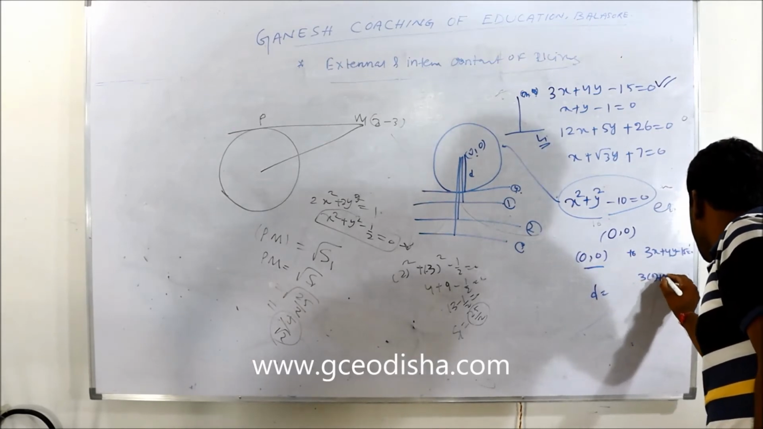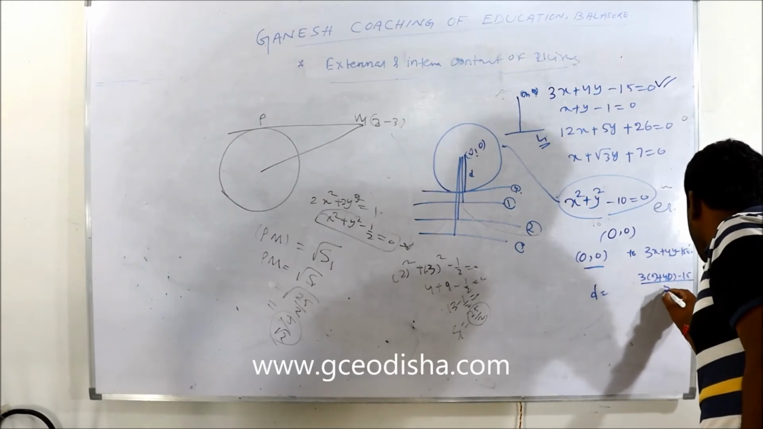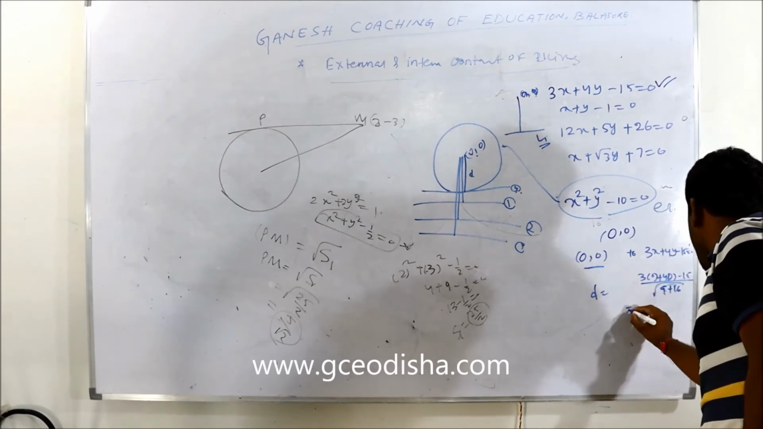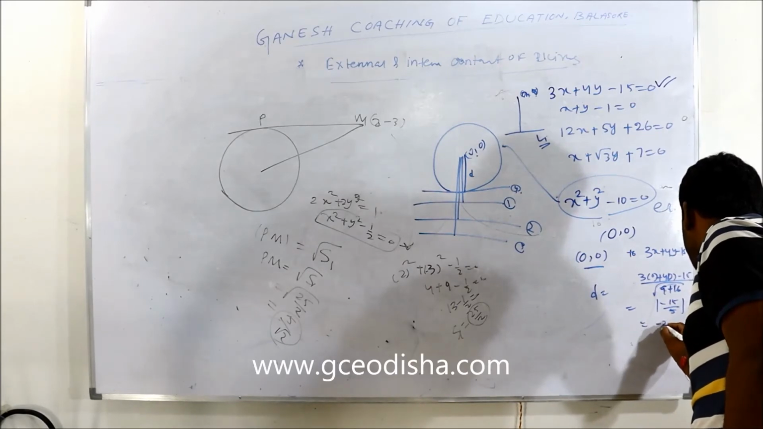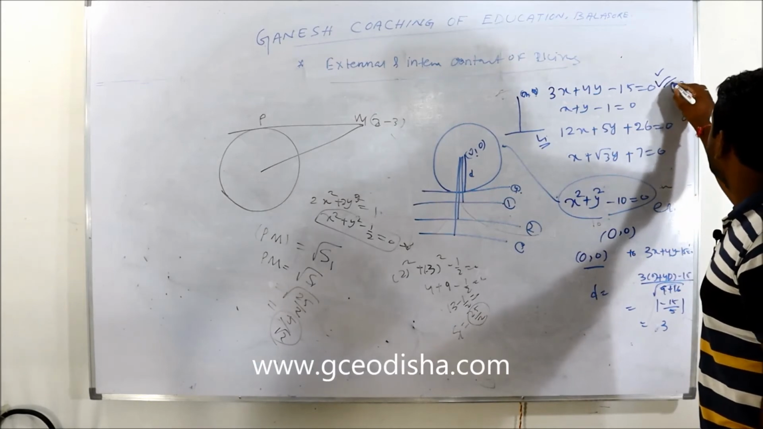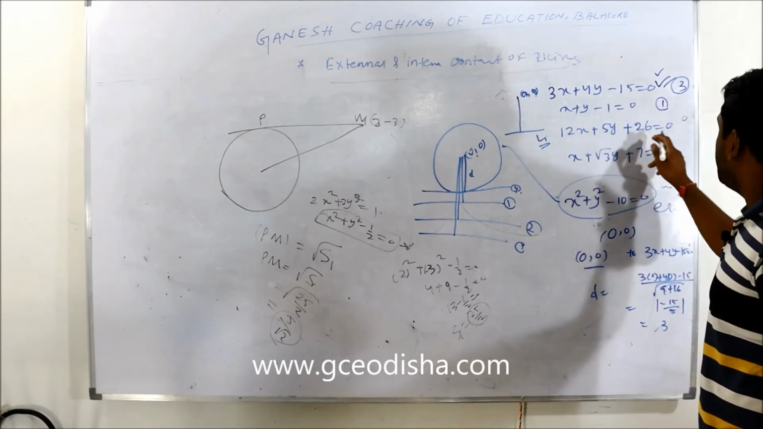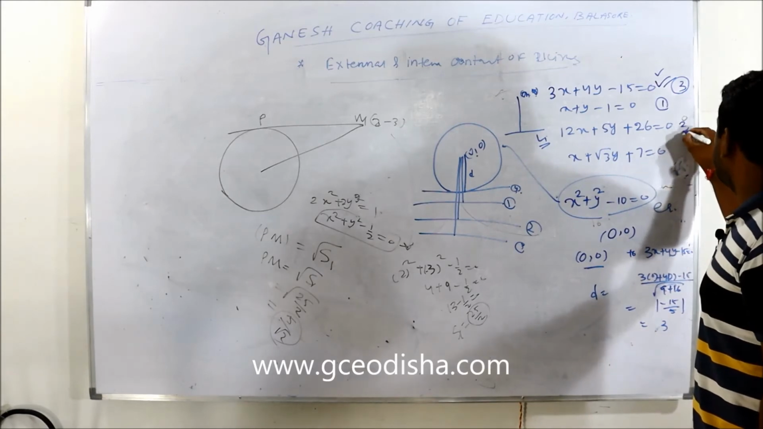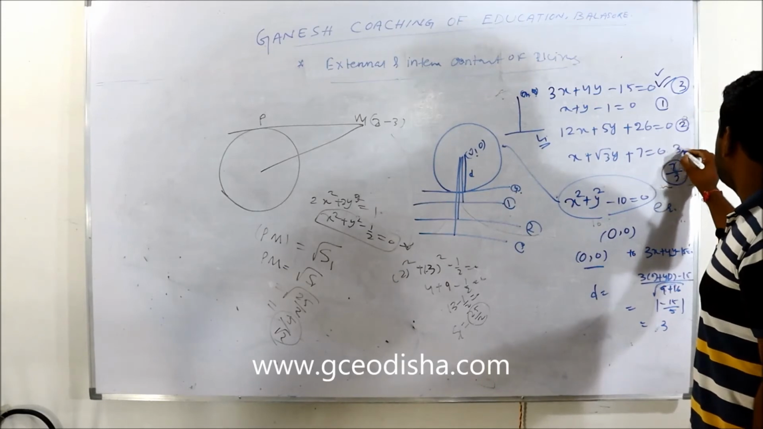3 into 0 plus 4 into 0 minus 15, whole divided by the square root of 9 plus 16, which is 5. Minus 15 by 5, in magnitude, is the distance. This will come to 3. For this line the distance is 3. Then for this line, it will come to 1. For this line, it is 26 divided by 13, which will come to 2. For this line, it is 7 by 2, which is 3.5.